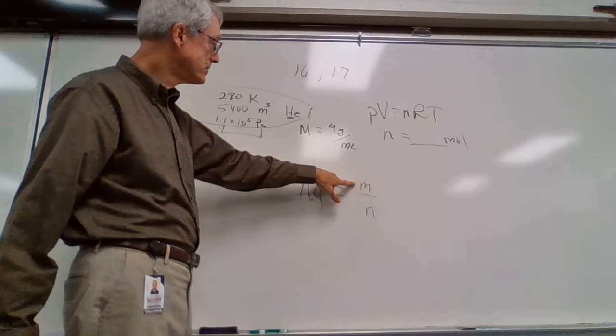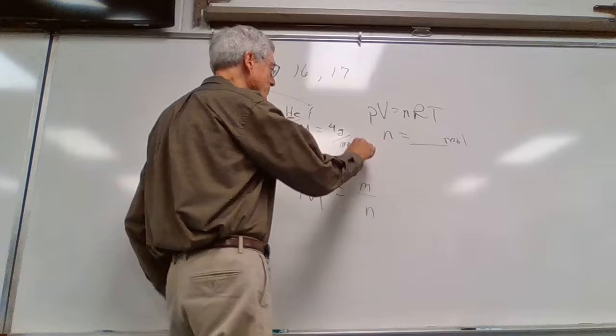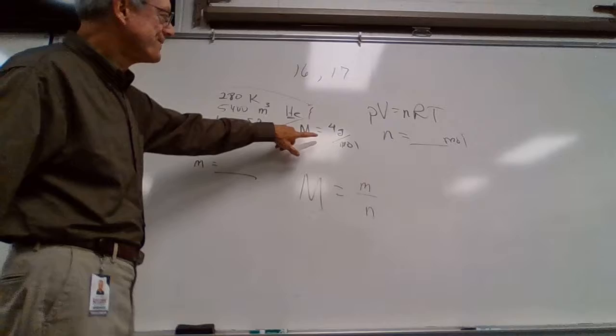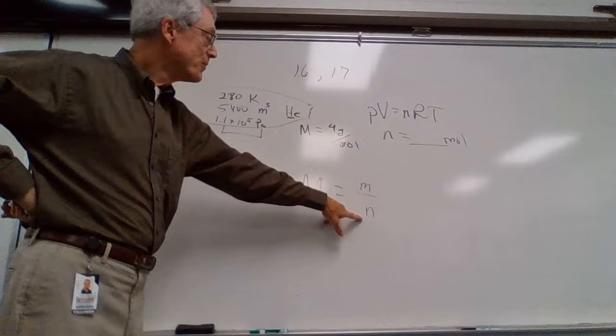Is that really true? Oh, I'm sorry, I put milliliter. It's grams per mole. That's what was wrong, that's why nothing was clicking in my head. I was just talking nonsense. All right, now it all makes sense. It's 4 grams per mole, and that's moles, so that will come out in grams.